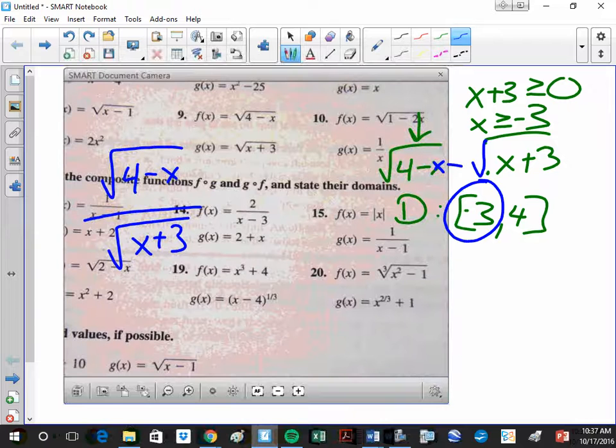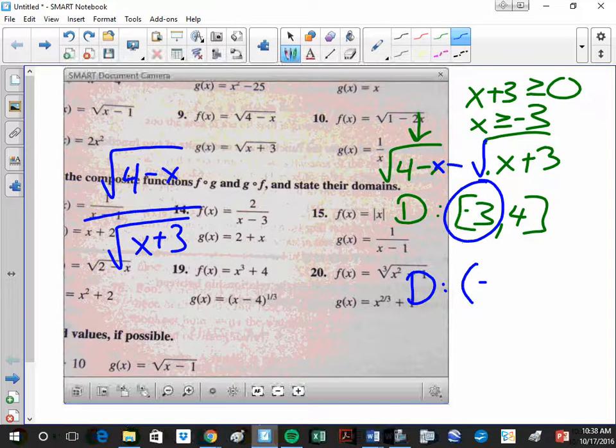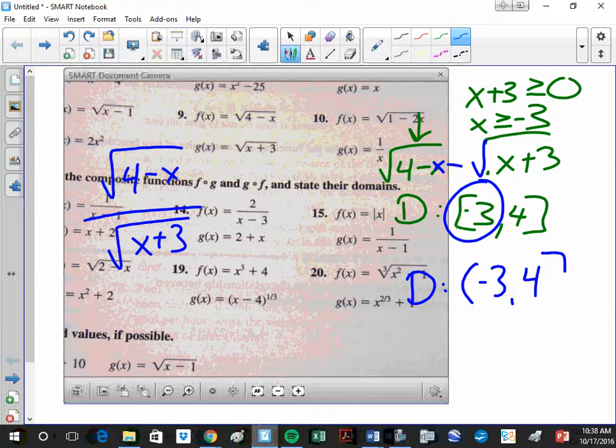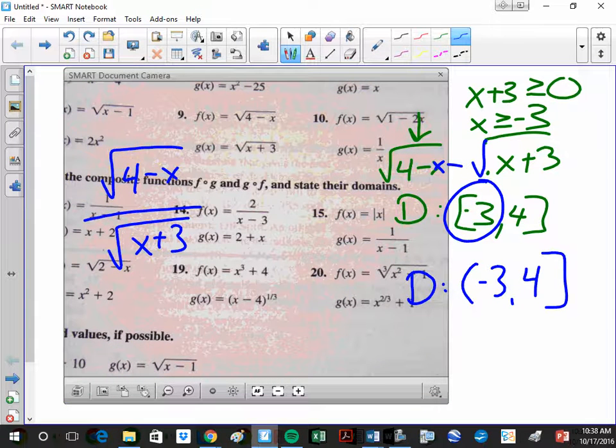Why? If negative 3 is plugged in, then we get the square root of 0 in the denominator, and we end up dividing by 0, which is an issue. So the domain is going to be negative 3 to 4 in that manner. We just threw out negative 3. Okay? The other problem is, I assume Cynthia does not want us to leave that square root in the denominator. What does the answer say?